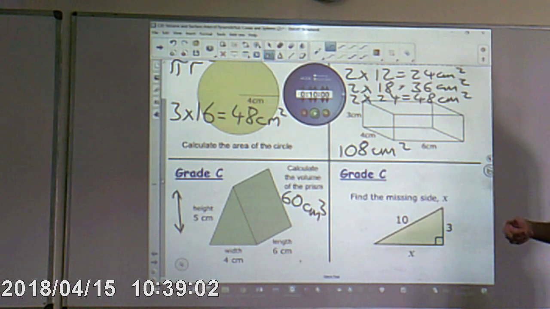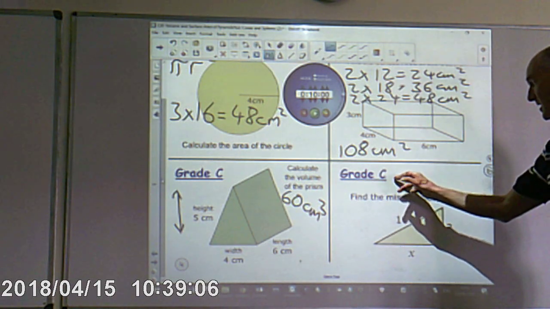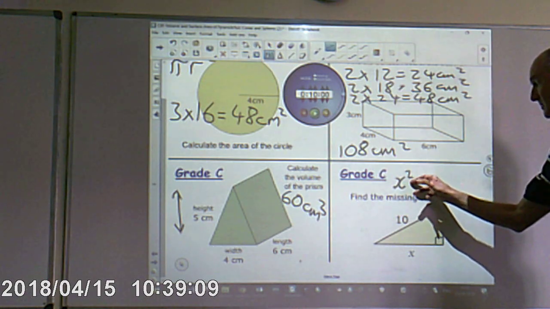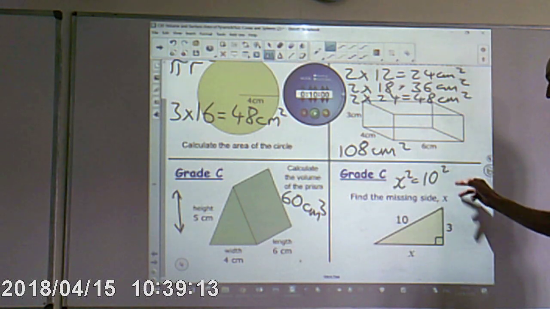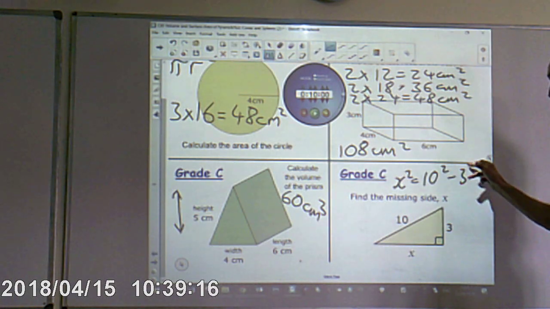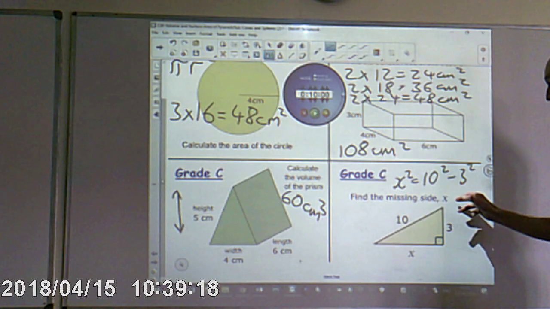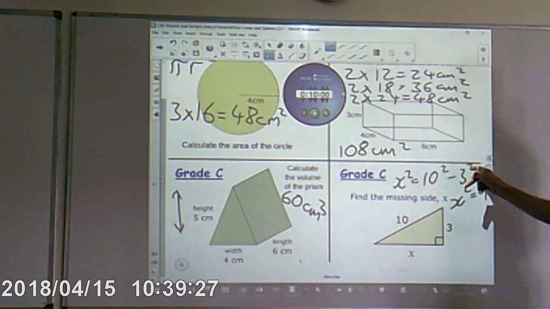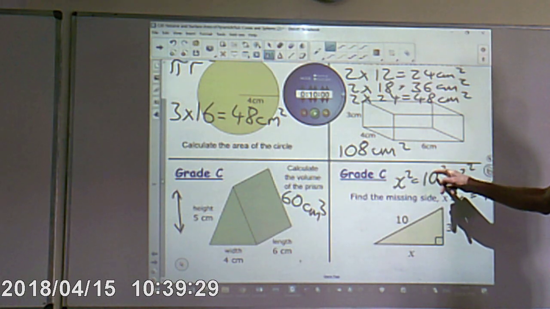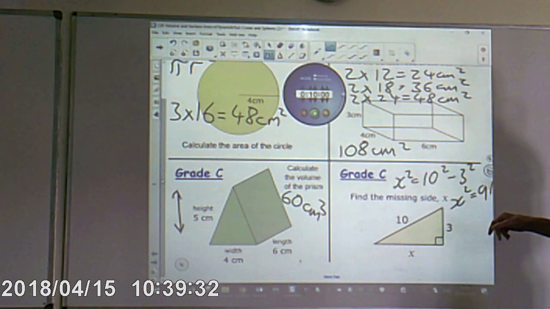So you've got to rearrange that. So that means that x squared equals 10 squared, take away 3 squared. So x squared equals 91. Yeah? 10 squared is 100, 3 squared is 9, 100 take away 9 gives me 91. So x squared equals 91.